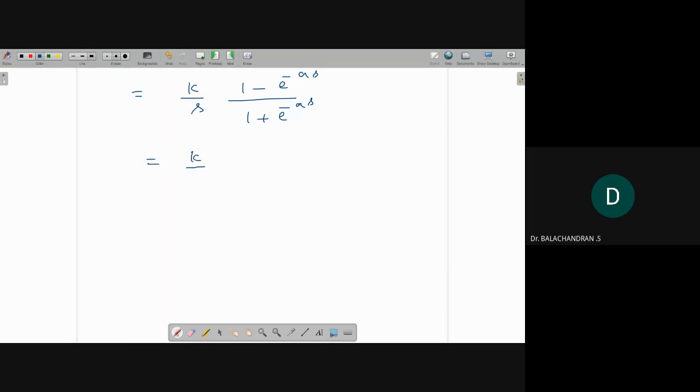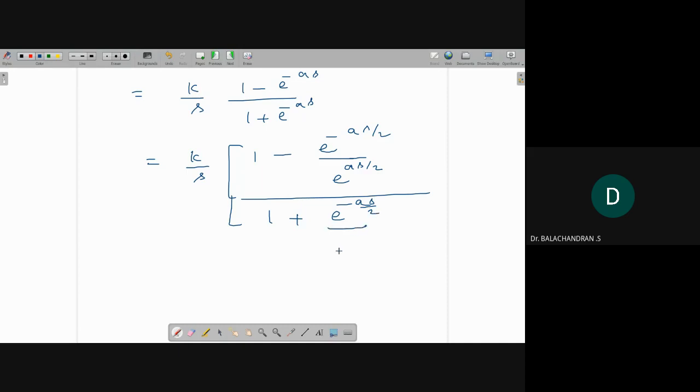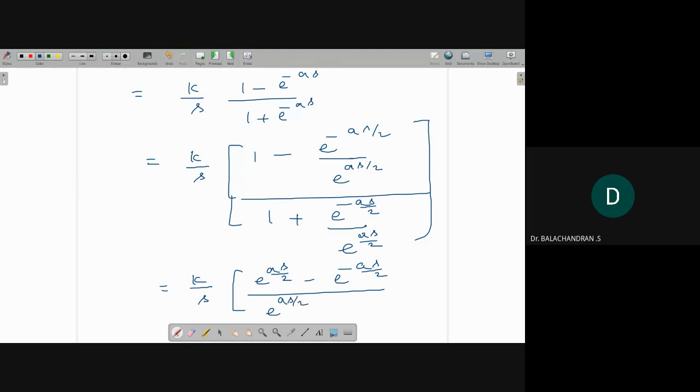Okay, so k by s, you can write 1 minus e power minus as by 2 divided by e power plus as by 2, divided by 1 plus e power minus as by 2 divided by e power plus as by 2, and then take LCM. It is e power as by 2 minus e power minus as by 2 divided by e power as by 2 plus e power minus as by 2. So I think Chaitanya told this is the tan hx.